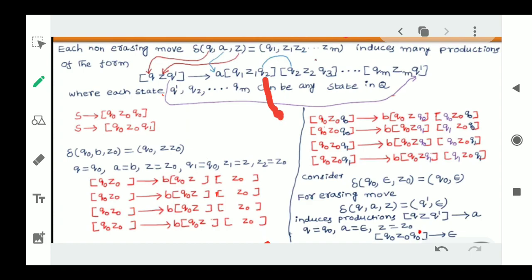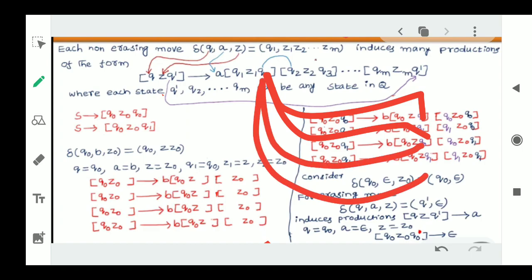First time we will take the first state. After that we will take the next states. Since we are having only 2 states here, we will take only 2 states. See here, Q2 means Q0. Another time we have taken Q1. And in the next production form, again we will take Q0. Again we will take Q1.